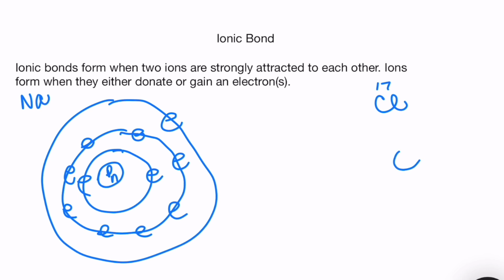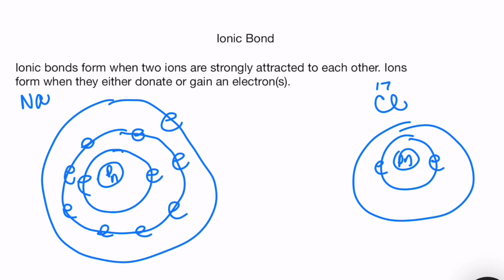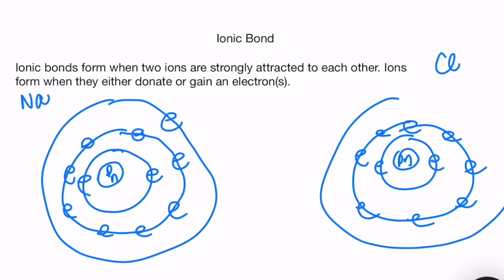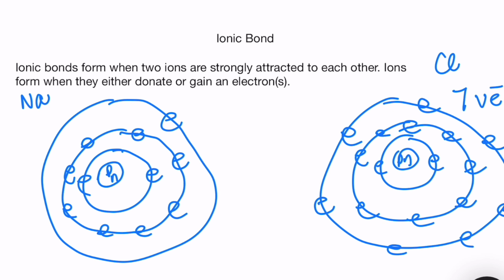And so here's the nucleus. 1, 2, 8 go here. And then 7 here. Okay, so chlorine has 7 valence electrons, and sodium has just 1 valence electron.